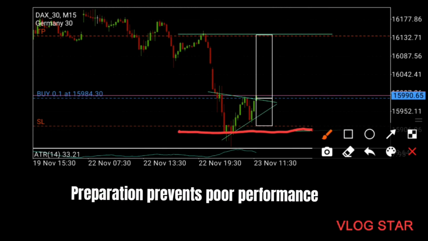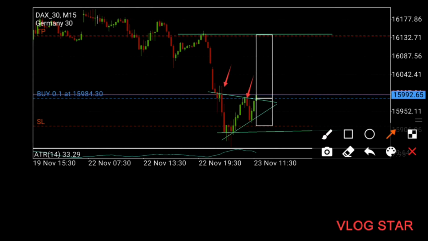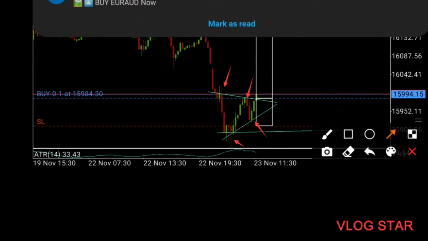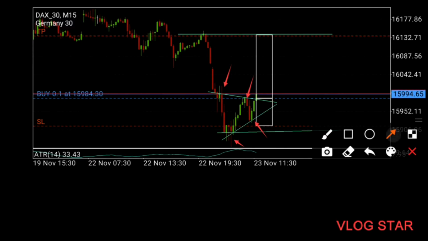What I looked for also is the pattern that I saw. So connecting this high and this lower high, connecting this low and this lower high, basically what happened is a wedge. I got a wedge now, and looking at it now, we see the market is breaking to the upside.